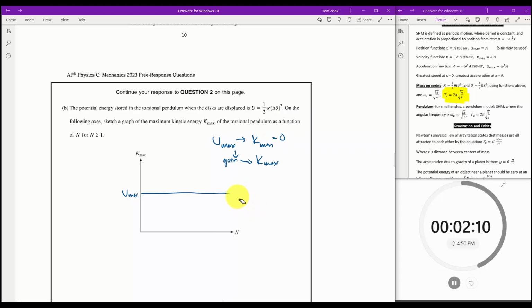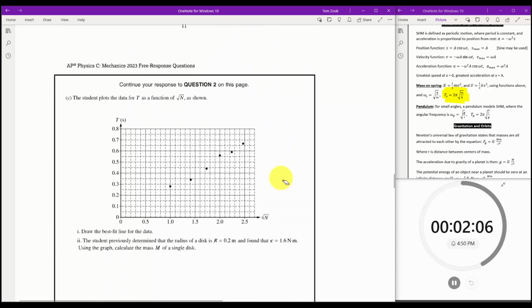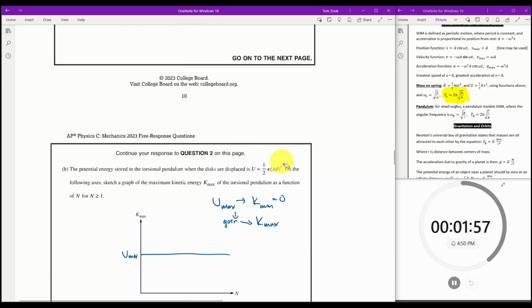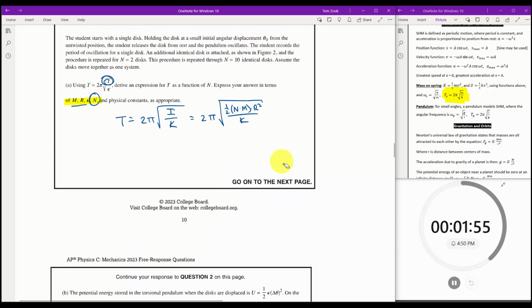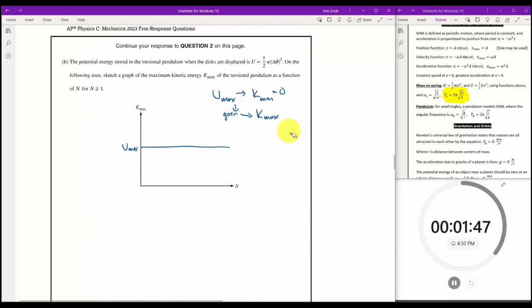That's not obvious. It's kind of a trick question, but it's the way it goes. Part C, they give us a graph and say, students plot t as a function of square root of n as shown. Cool. But that makes sense because up here in this equation, what we really have is t as a function of square root of n. So that's what they plotted. So we got that equation there.